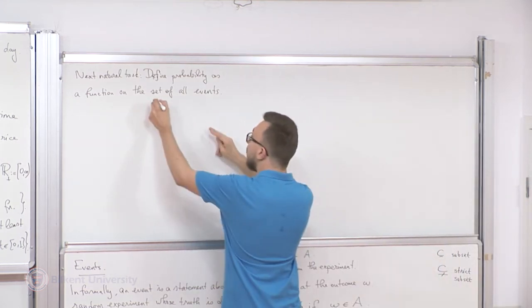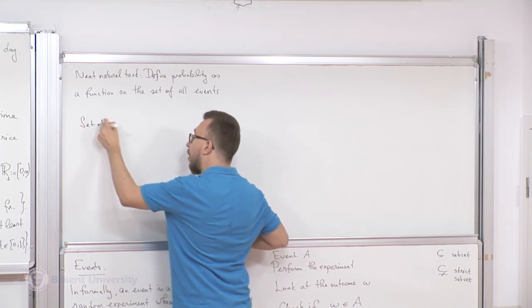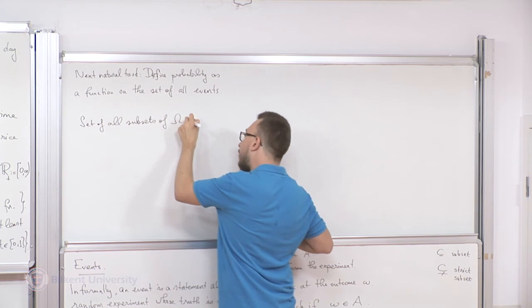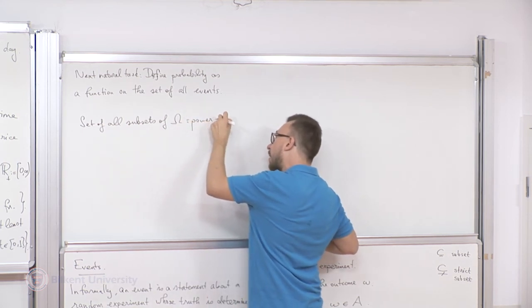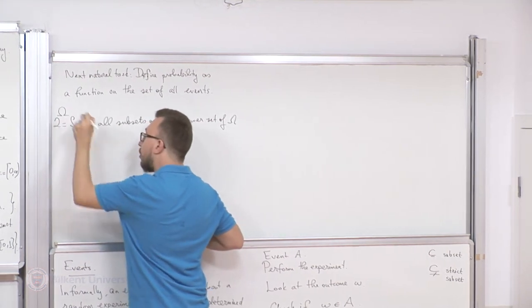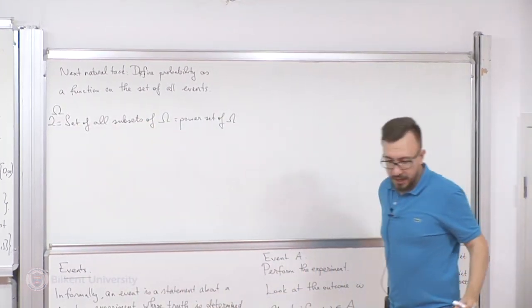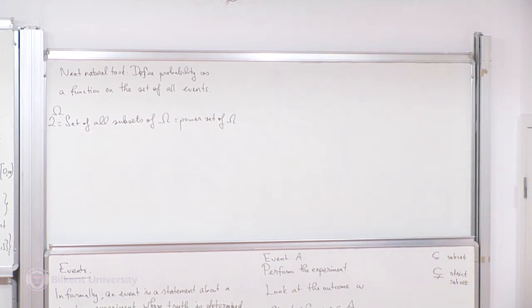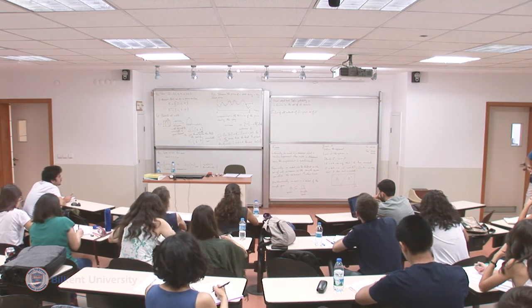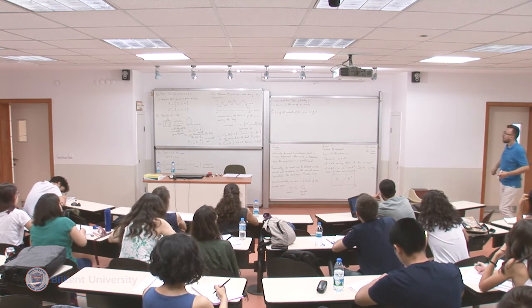So, the set of all subsets of omega, or the power set of omega. This we denote by 2 to the power omega, which just means all subsets, right? If you have a finite set, the empty set is a subset, itself is a subset, singletons are subsets, and there are many other subsets, right?